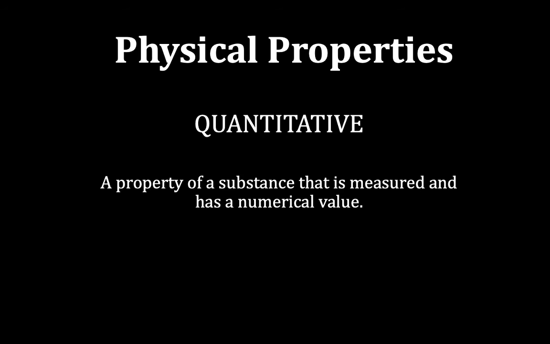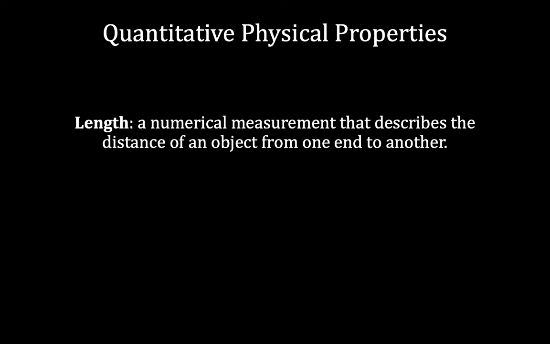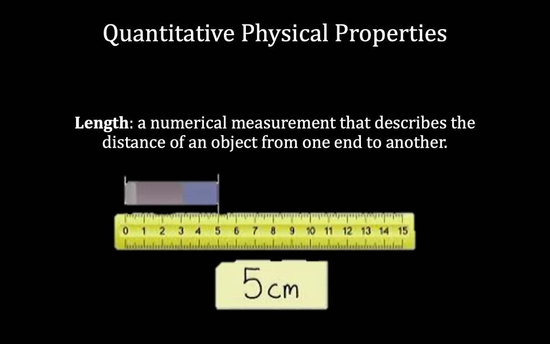So let's take a look at a few examples. The first one being length. So length, it's a numerical measurement that describes the distance of an object from one end to another. So I've got this eraser here, and if I measure it, it says 5 centimeters. 5 is my number. It's a quantitative physical property.